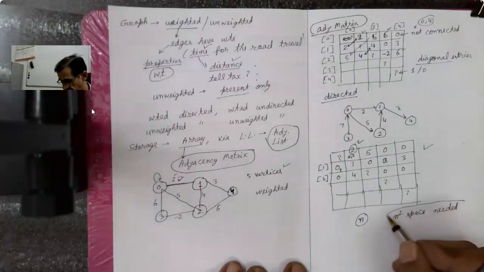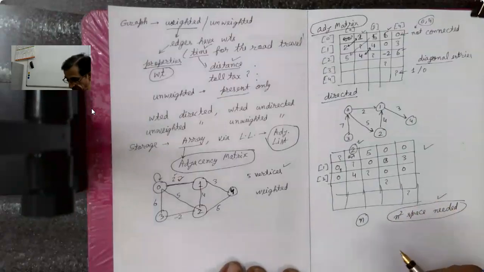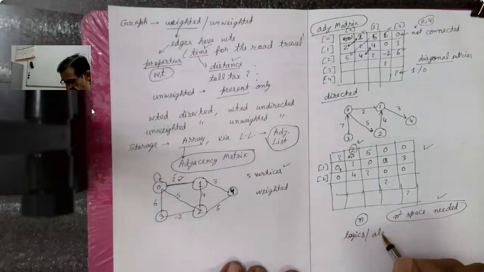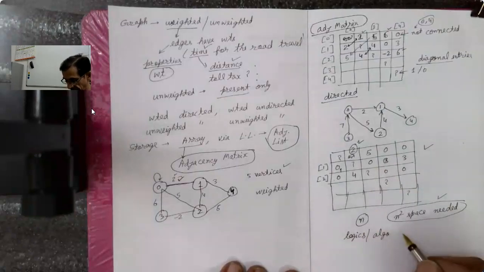Whether edges are less or more, the space needed will always be n square. And then you can accordingly have various logics and algos based on this. You know this information, from here, every information.